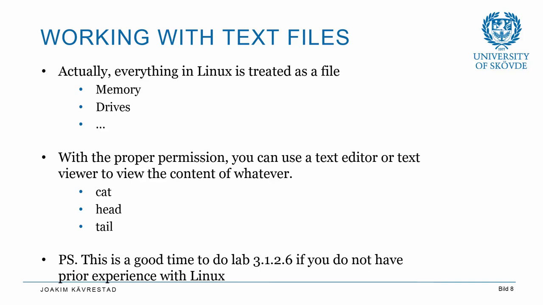Actually, everything in Linux is treated as a file, which doesn't only include files, but also stuff like memory, drivers, and such. With proper permission, you can use a text editor or text viewer to view the content of basically whatever. So in addition to being able to use Nano or Vim to open and modify a text file, there are a few different tools that you can use to read a text file in different ways. First we have the command cat, which will open and display the contents of a file. You have head, which displays the top portion of a file, or tail, which displays the bottom portion of a file. I find that tail is especially useful when you look at log files, because then you're usually interested in the most recent activity, and that is what tail will display.